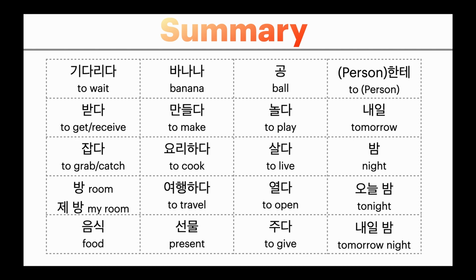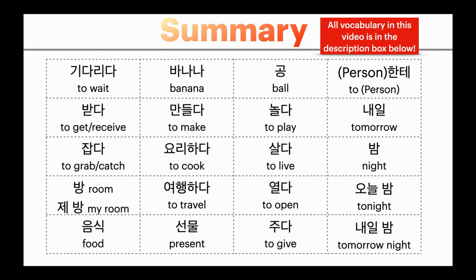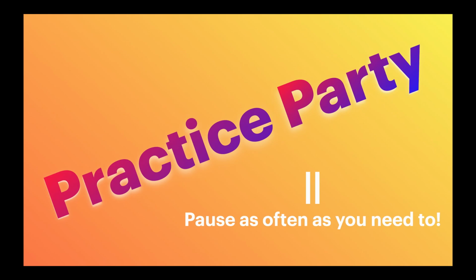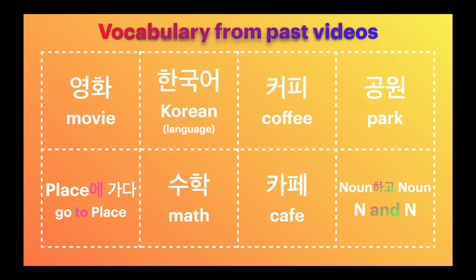And finally, here are all the words that we practiced today. You can go ahead and pause here if you like, but they will also be in the description box below. Because now it's time to move on to the practice party! Remember that the practice party is always a bit on the faster side, so please pause anytime that you need to. We will use vocabulary that we learned in this lesson, as well as these 8 words here that are from the past videos. So feel free to pause here and write these down, or just keep them in mind because you will need them for this practice party.